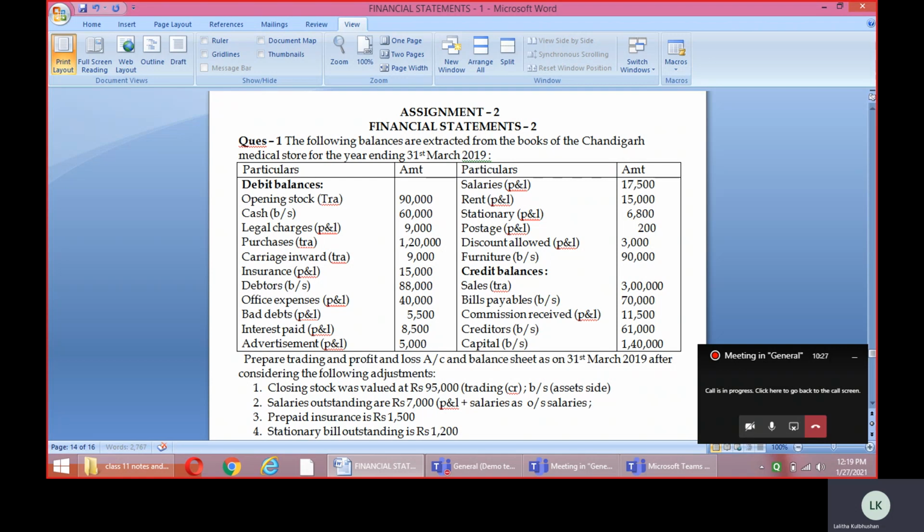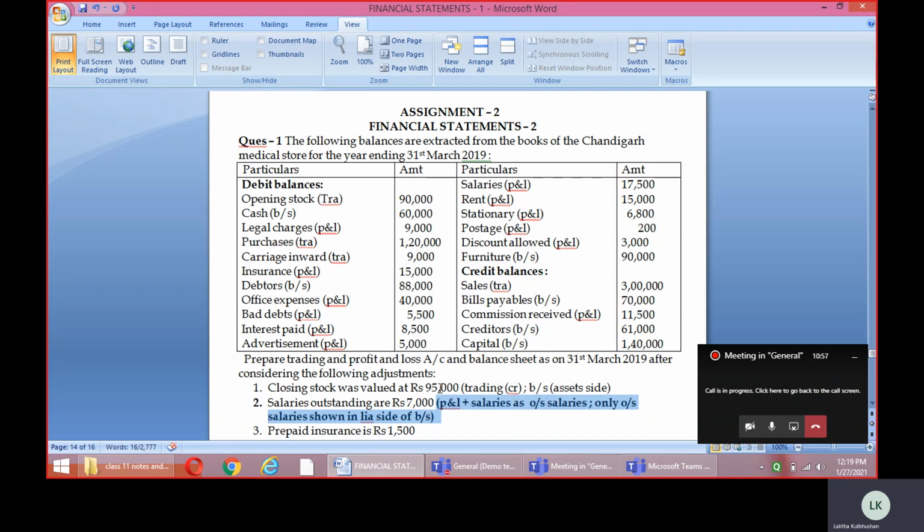Remember, and the second effect, in the balance sheet, is only outstanding salaries, shown on the liability side of the balance sheet. Remember this. We have already discussed this, but I'm quoting it again so that it will be even clearer to you.